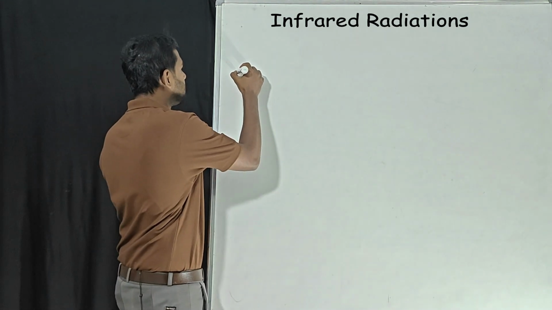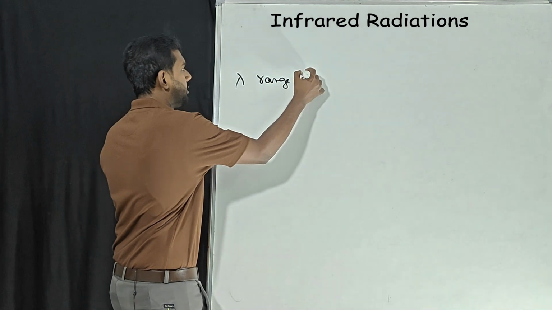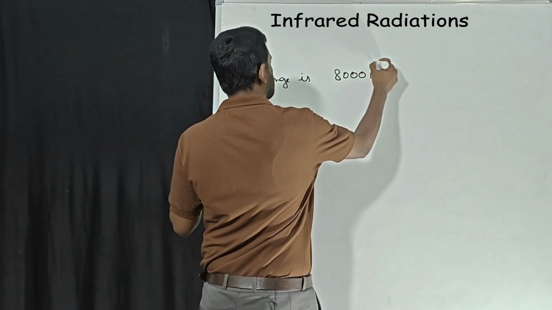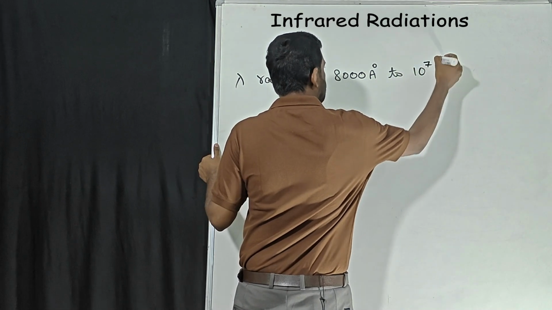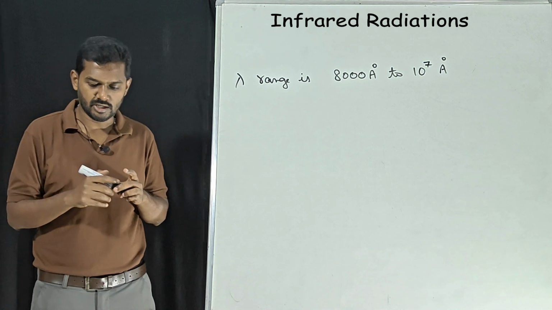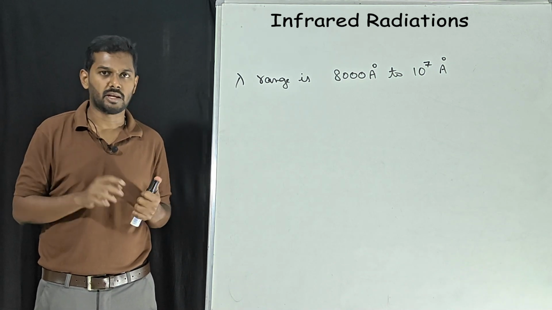So the wavelength range is 8000 angstrom to 10 power 7 angstrom. So this is the range of wavelength of infrared radiation. Now we'll talk about the properties of infrared radiation.